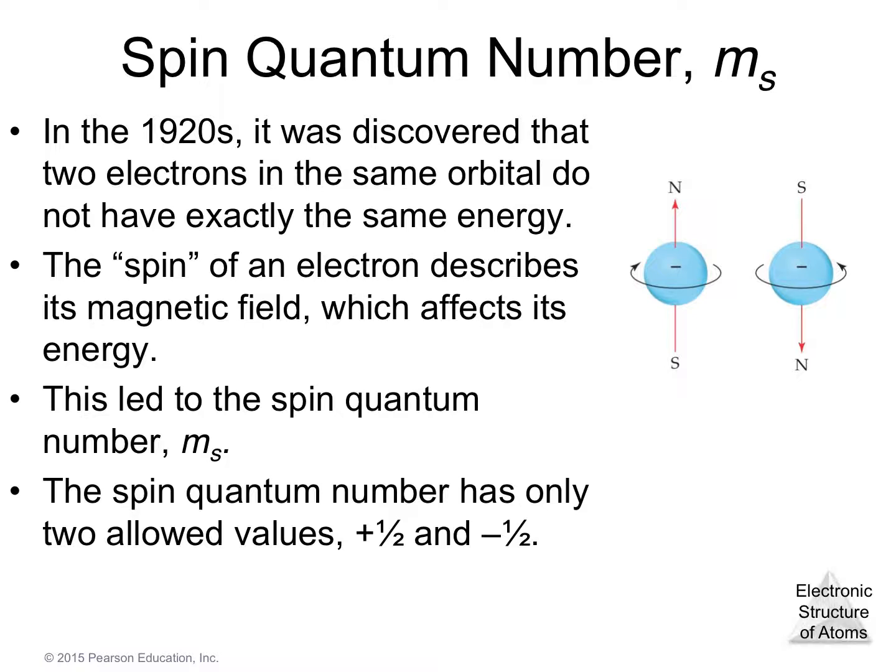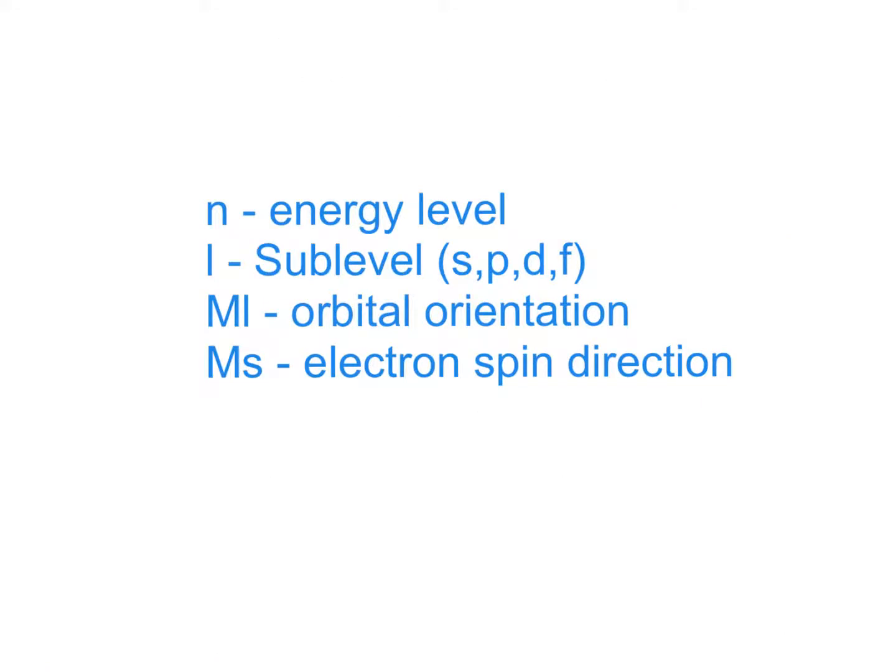This led to a 4th quantum number that is called the spin quantum number. We abbreviate it m sub s, and it only has 2 possible values. You have plus 1/2 for up and minus 1/2 for down. So now we have 4 total quantum numbers. You have n, which represents the energy level. l represents the sublevel, S, P, D, and F.